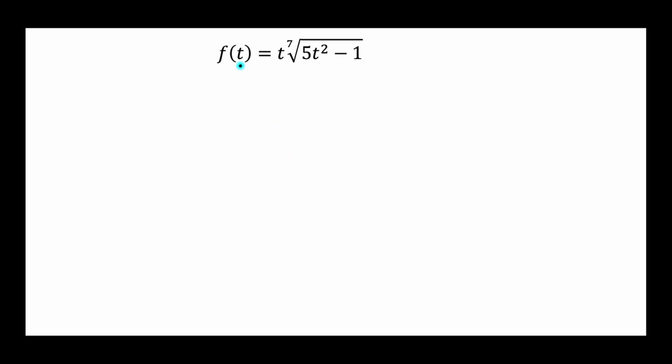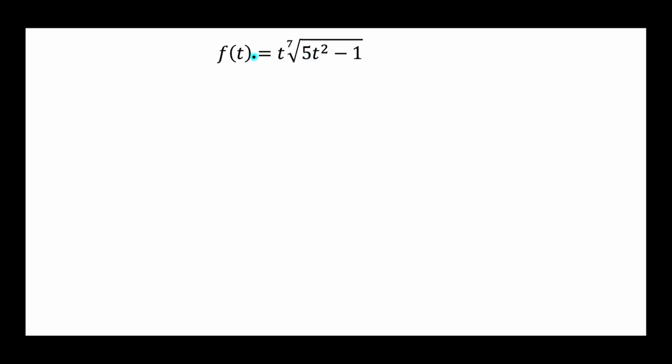Okay guys, here's another one. So that's f(t) is equal to t to the 7 square root of 5t squared minus 1. Now this is going to be a tricky one, because what we need to do, first we need to use the product rule, and then in the process we'll be using the chain rule.